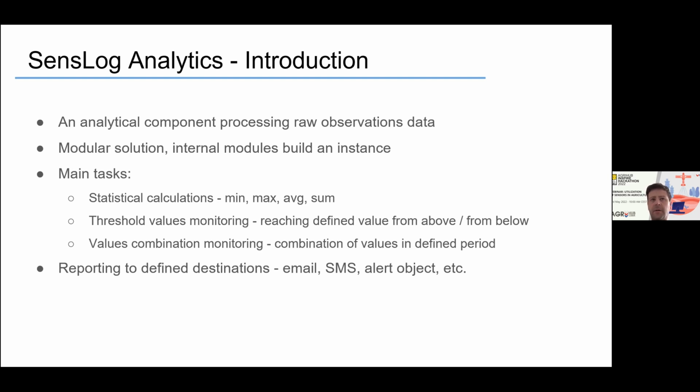Or we are implementing some monitoring of combinations of values. So trying to find some patterns in data, or trying to search for some combinations of values. So, for example, searching for good conditions for some destroying of crops, overheating, and so on. This analytics application can report alerts to users, by email, SMS, or by sending alert objects to applications.